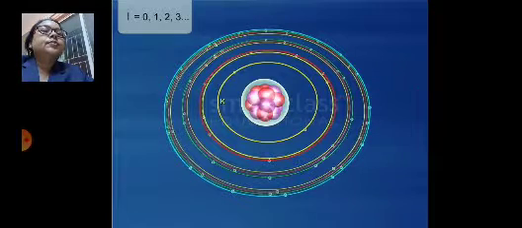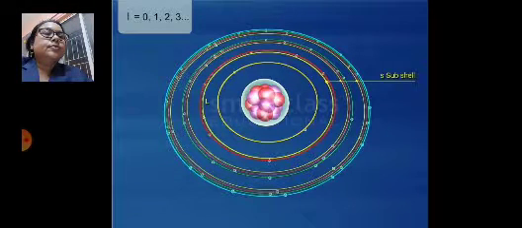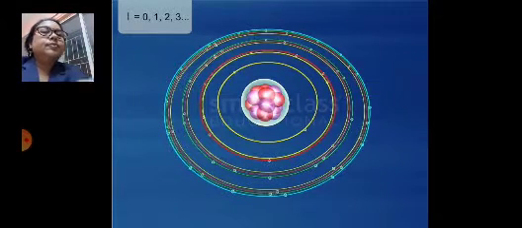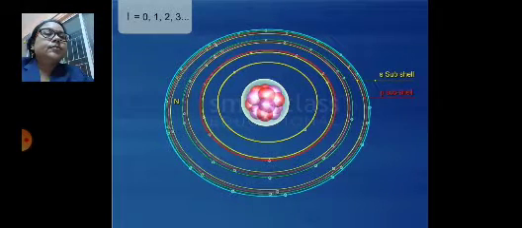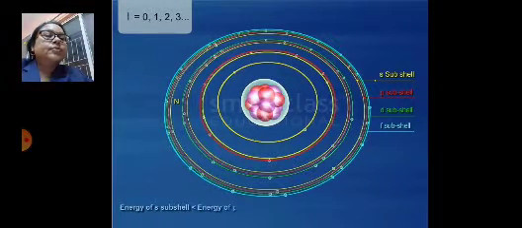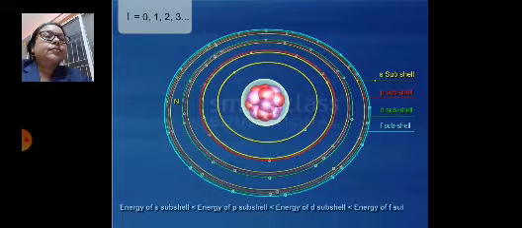Thus, the K shell has only one subshell, s. The L shell has two subshells, s and p. The M shell has three subshells, s, p, and d. And the N shell has four subshells, s, p, d, and f. The energy of the s subshell is lower than the energy of the p subshell, which is lower than the energy of the d subshell, which in turn is lower than the energy of the f subshell.